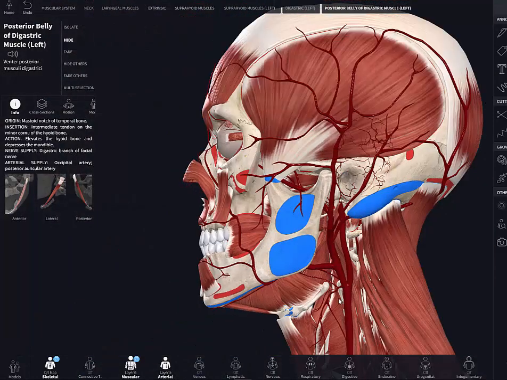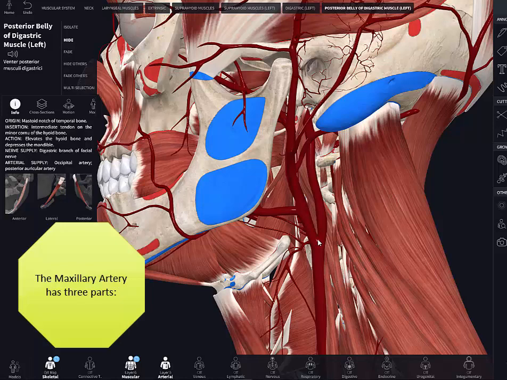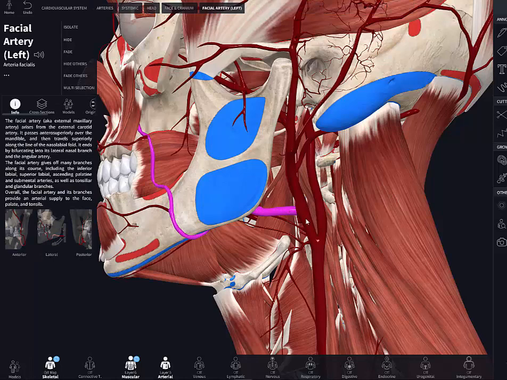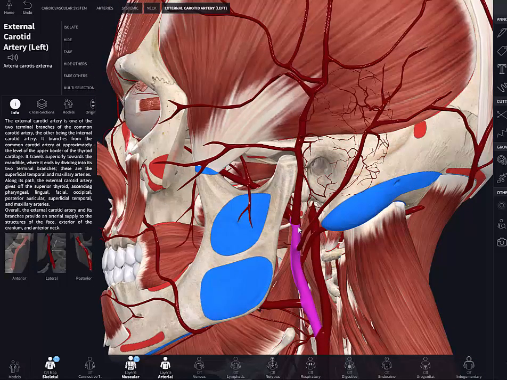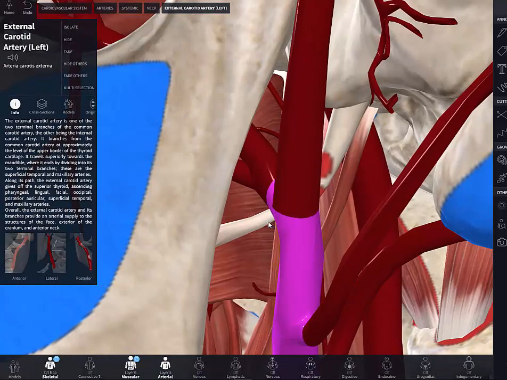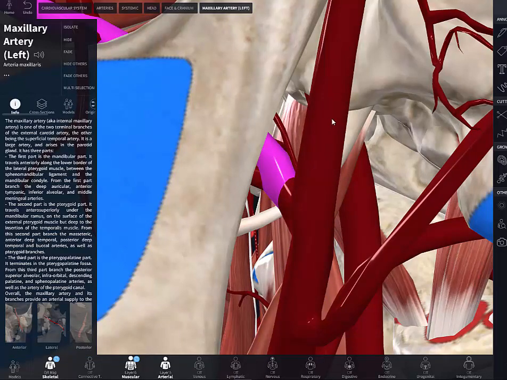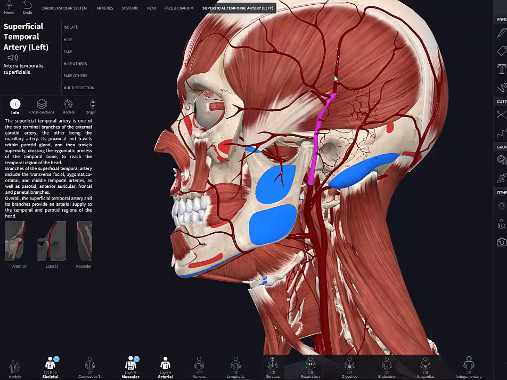So first off, your maxillary artery is going to have 3 parts. If you think, what is the maxillary artery? Well, the maxillary artery is one of the terminal branches of your external carotid artery, right? Your external carotid artery will be ascending, and then right up here is where the termination happens. The 2 terminal major branches of the external carotid artery are going to be your maxillary artery and the superficial temporal artery.